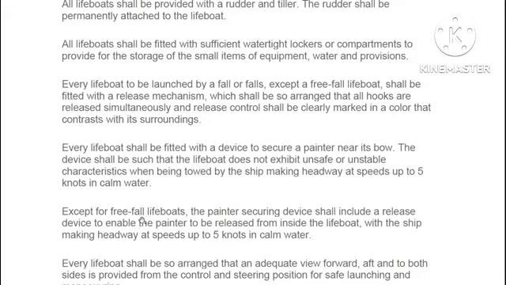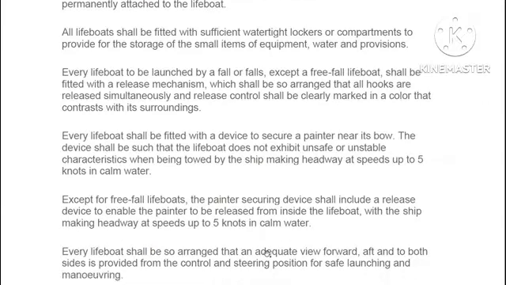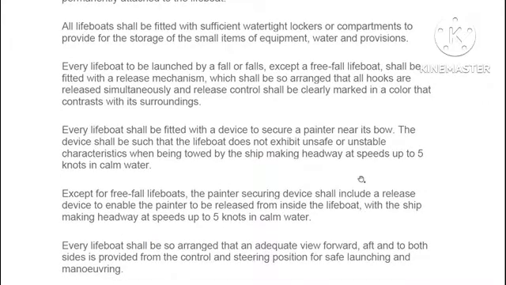Now, except for free-fall lifeboats, the painter securing device shall include a release device to enable the painter to be released from inside. So there has to be a mechanism for when every person is aboard. So how has it to be released? There is a mechanism inside the lifeboat, with the ship making headway at a speed of 5 knots in calm water. So one thing you must have seen is that the lifeboat should be able to release for a ship speed of minimum 5 knots.